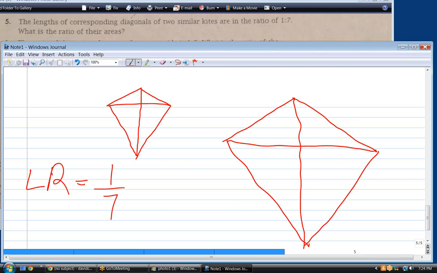What's the ratio of their areas? 1 to 49. Yep. As hard as that is to believe, it's true. This can be 7 times bigger than that, but this area is 49 times bigger than this area.